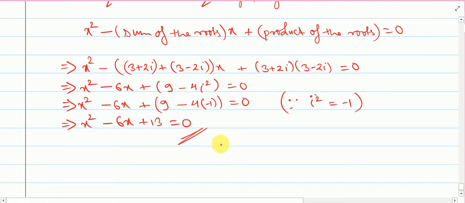And this is the required quadratic equation, which will have roots as 3 plus 2i and 3 minus 2i.